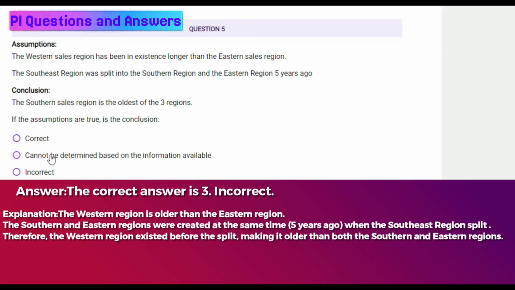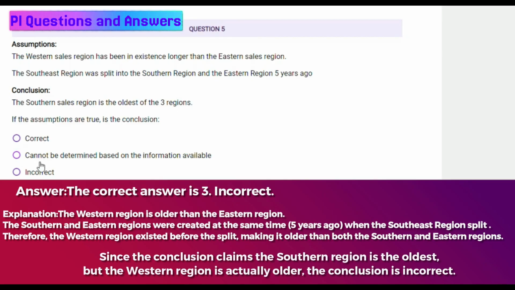Explanation. The Western region is older than the Eastern region. The Southern and Eastern regions were created at the same time when the Southeast region split. Therefore, the Western region existed before the split, making it older than both the Southern and Eastern regions. Since the conclusion claims the Southern region is the oldest, but the Western region is actually older, the conclusion is incorrect.